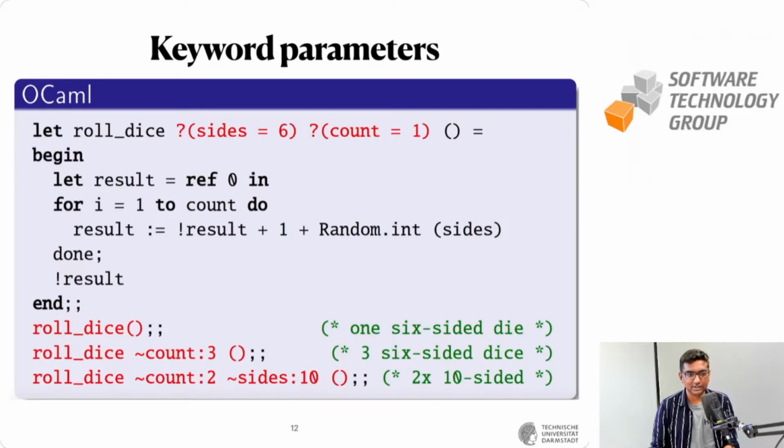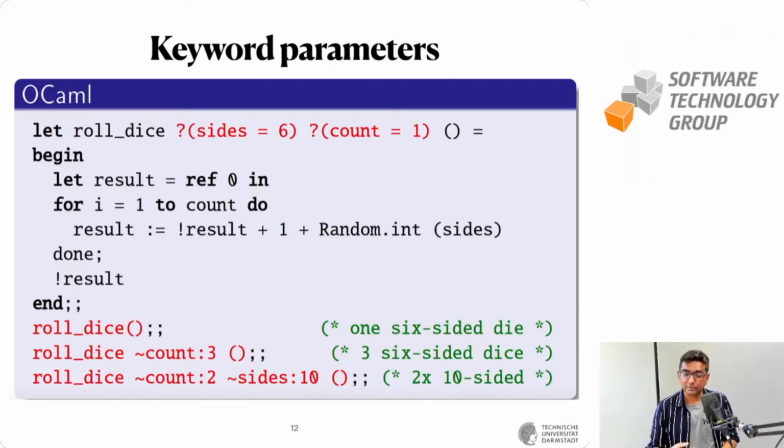What it essentially does is it starts by assigning the result to be 0, and then for count number of times, it adds to result 1 plus a random value between 0 and sides minus 1. Here there are 3 examples of how you can invoke functions with keyword parameters. First one, you can simply say I want to roll dice. This simulates rolling one die, which is 6-sided, one time, right?